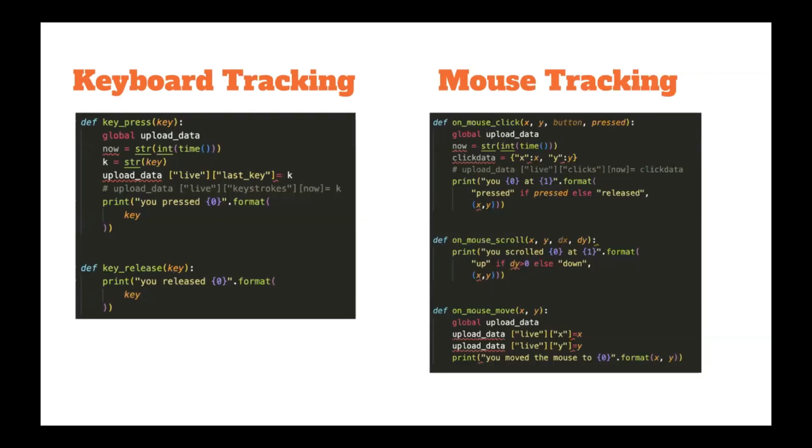And so this is the code for both the keyboard and the mouse tracking. You can see that I used key presses and key releases for my variables for the keyboard tracking, so that you know when you press the key and then when it's released. And the mouse tracking is for on mouse clicks, on mouse scroll, and then on mouse move.